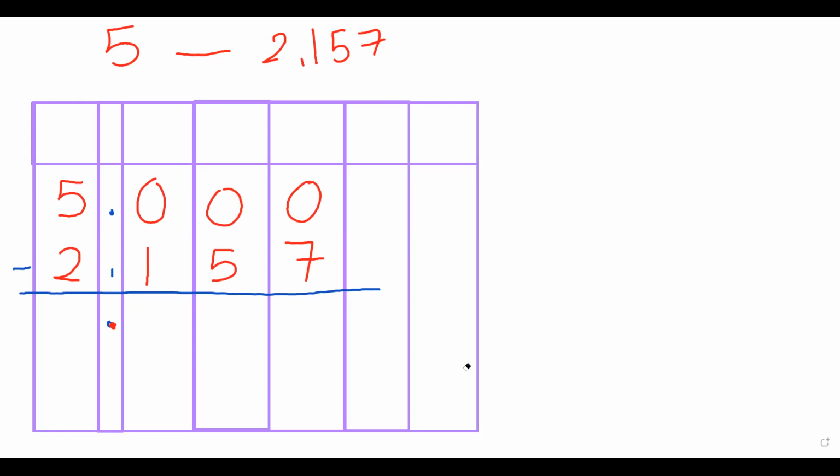Then after that, focus with me, please. I need to subtract 7 from 0. Can I? No. This 0 will go and ask her friend, can you give me 1? She says no. Okay, I will ask my neighbor. The neighbor, can you give me? She also says no. Then I will say, okay, I will go to another city and take 1 from them.